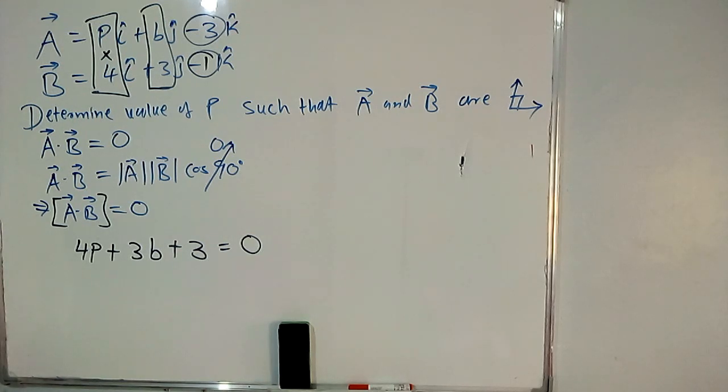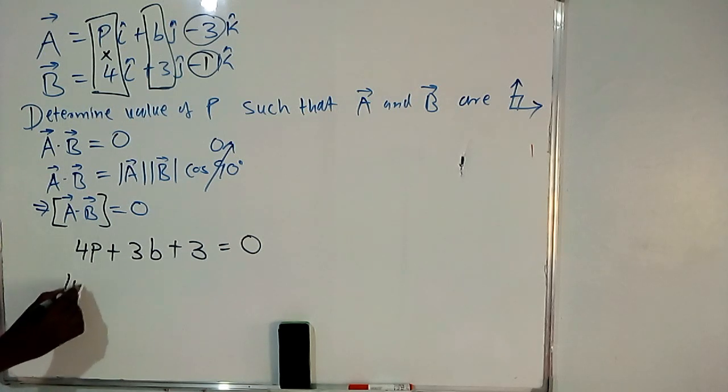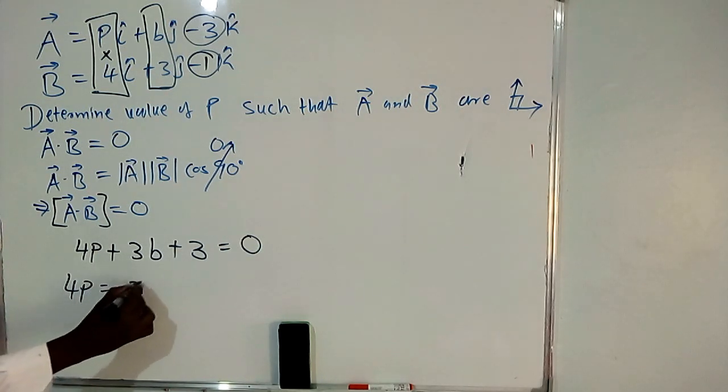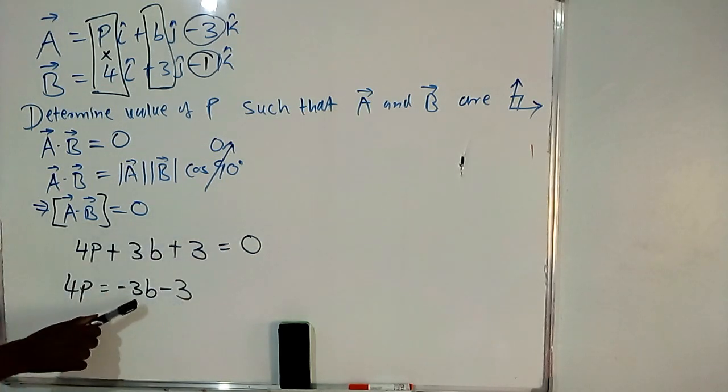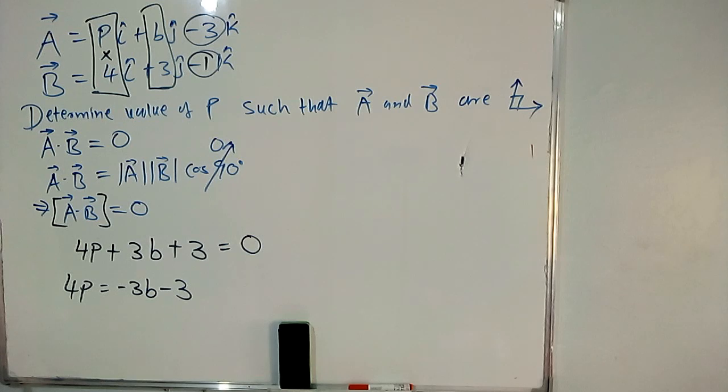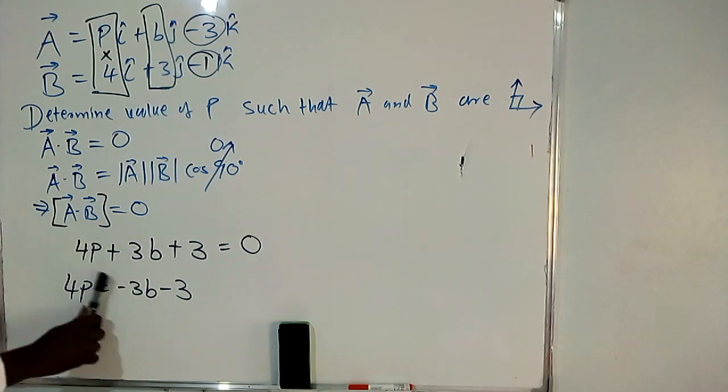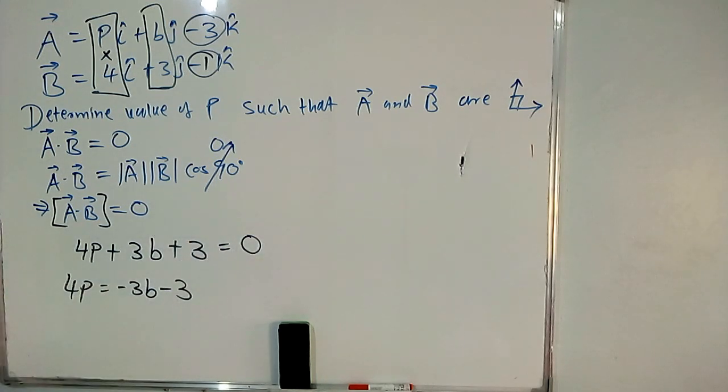The next thing you do is to make p the subject of the formula. Any term without p you take to the right hand side of the equation. So here we remain with 4p is equal to minus 3b minus 3. Positive 3b going to the right hand side of the equation becomes negative, and positive 3 going to the right hand side becomes negative.